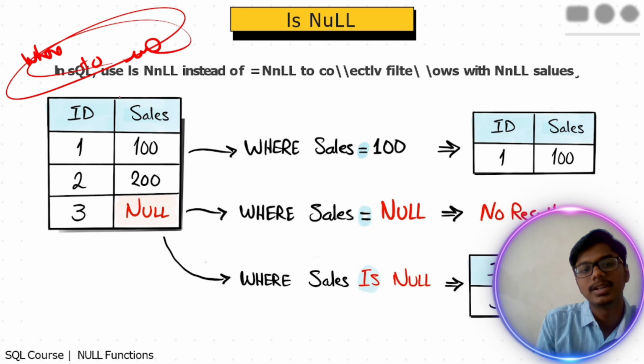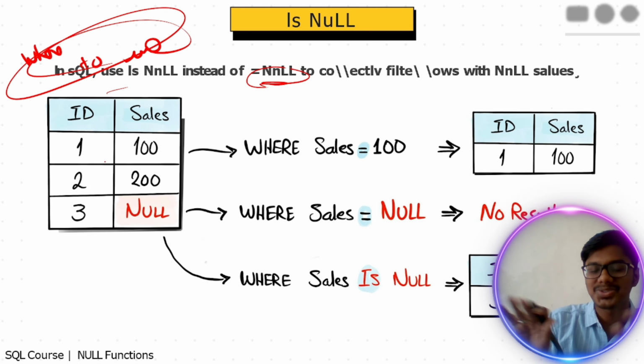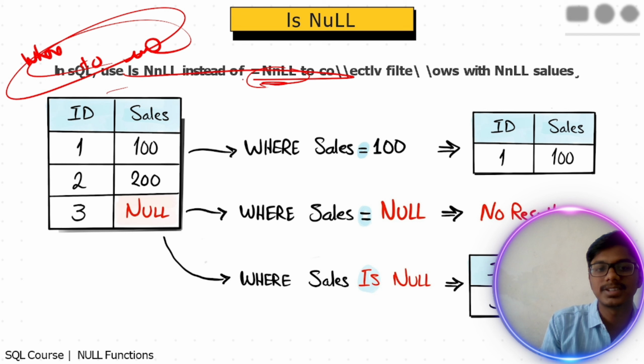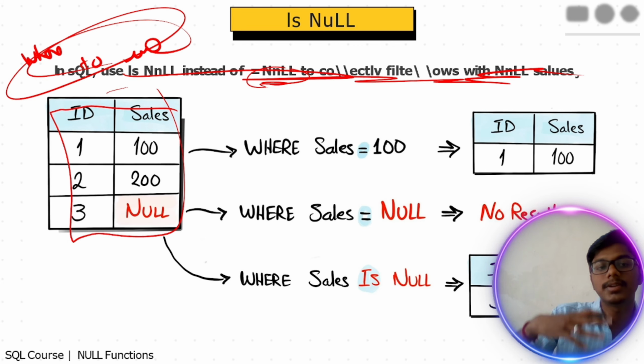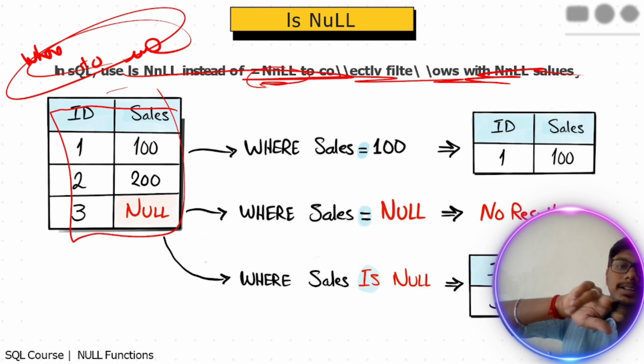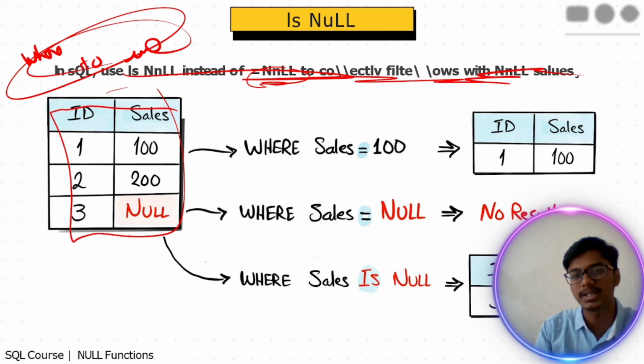In SQL, use ISNULL instead of equal to null, to filter rows with null values. I think this definition is not perfect, so now let's dive into this example. When we explain the example, you should definitely explain the definitions also, so you can understand them.